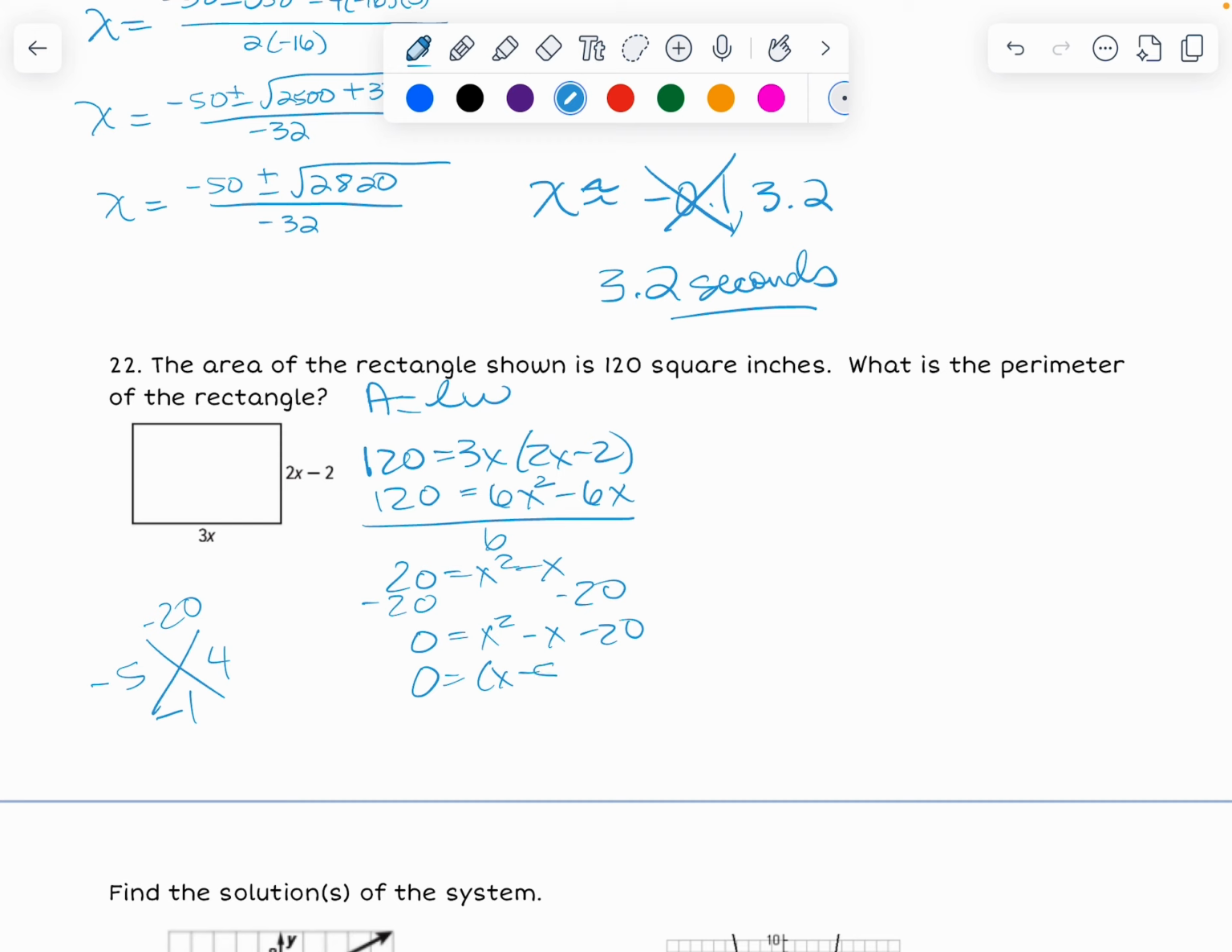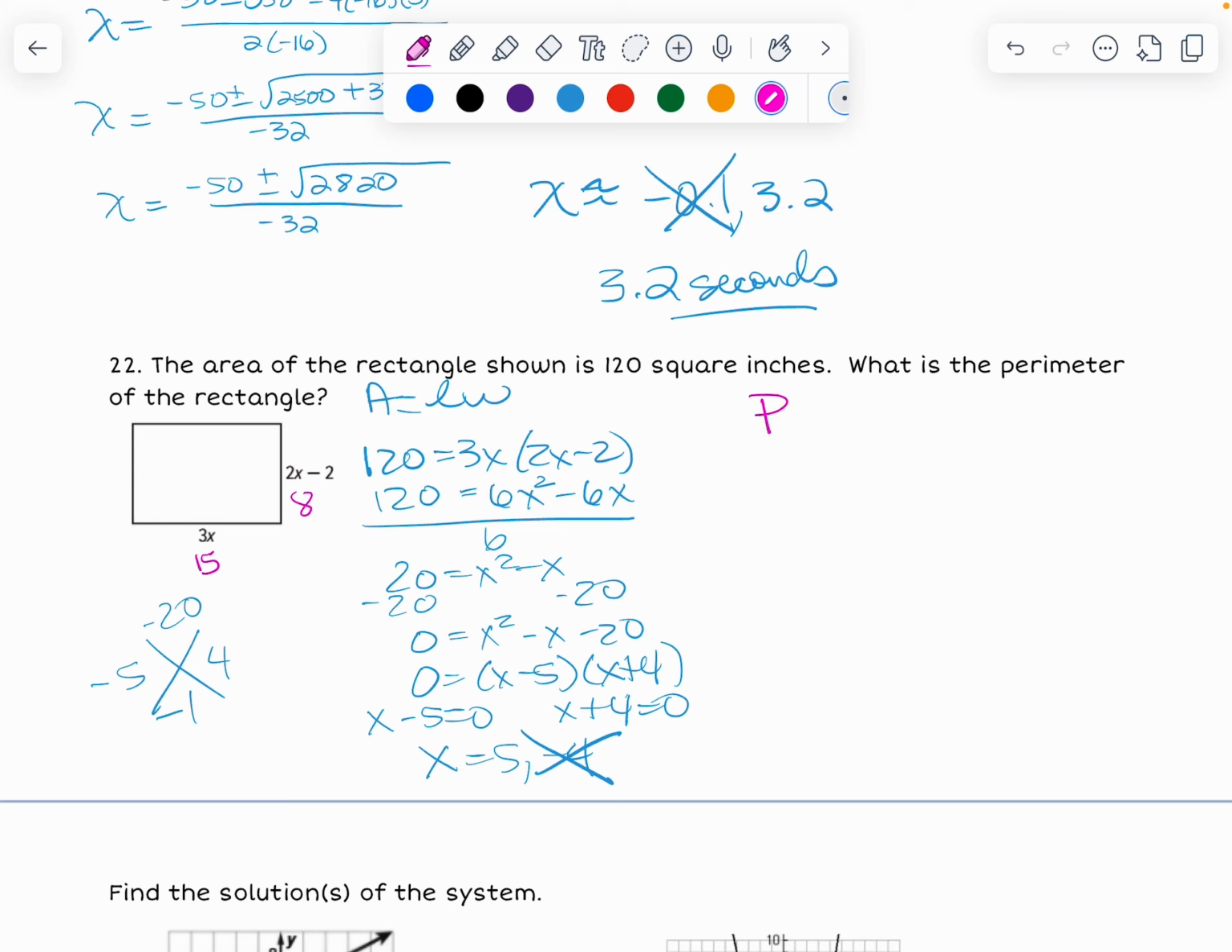So x minus 5, x plus 4. So x minus 5 equals 0, x plus 4 equals 0. So x equals 5 and negative 4. We cannot use negative 4 because that would make no sense. So if I was to plug that in, 3 times 5 is 15. 2 times 5 is 10. Minus 2 would be 8.